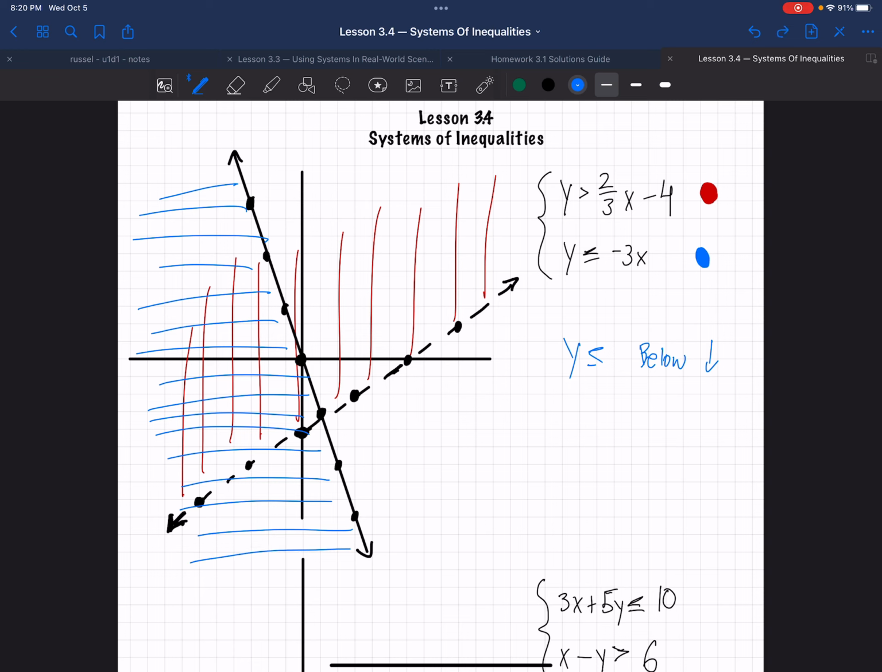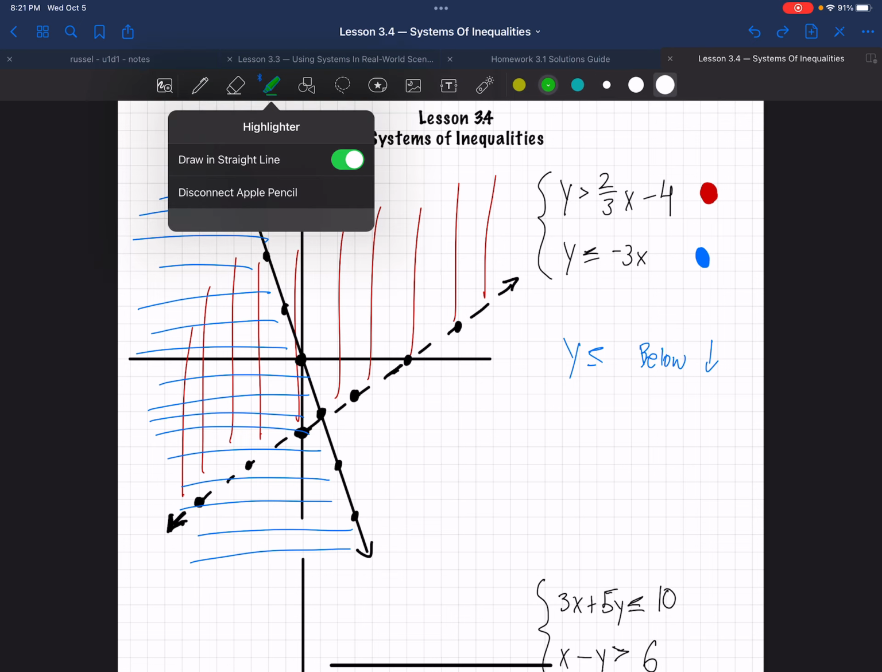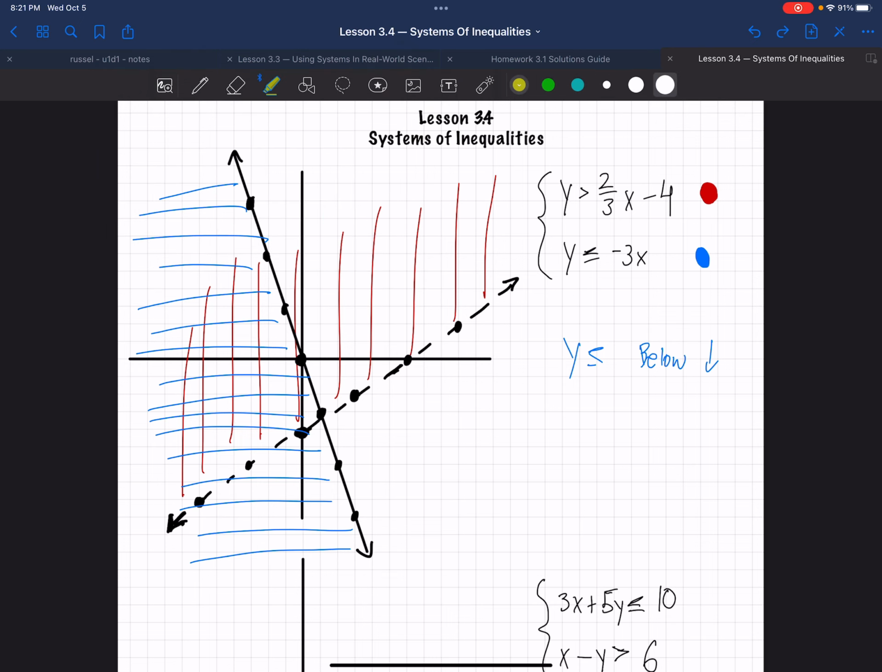Can you see it? Yeah? Yeah, you can see it. So what I'm looking for is the overlapping region, right? The overlapping region is my solution set. So I'll get my highlighter. It needs to be above this and below that. So really what I'm just looking for is the region where it's red and blue together. And that region is here.